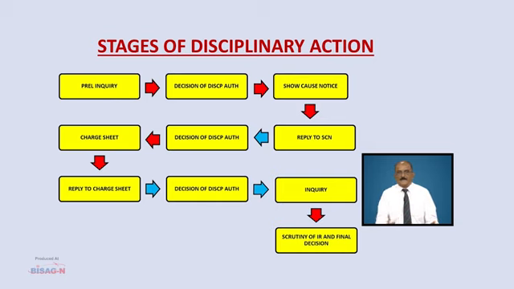After getting the reply and after conducting the inquiry, he may be given only a minor penalty. But remember that once a charge sheet is issued under major penalty, and he gives a reply, at that point we cannot close the case with a minor penalty. We have to conduct the inquiry, then the decision can be taken, whether a minor penalty or a major penalty is to be given. So these are the major steps in a disciplinary action.